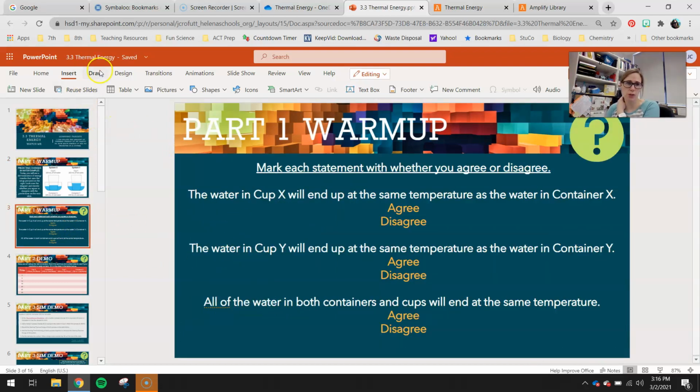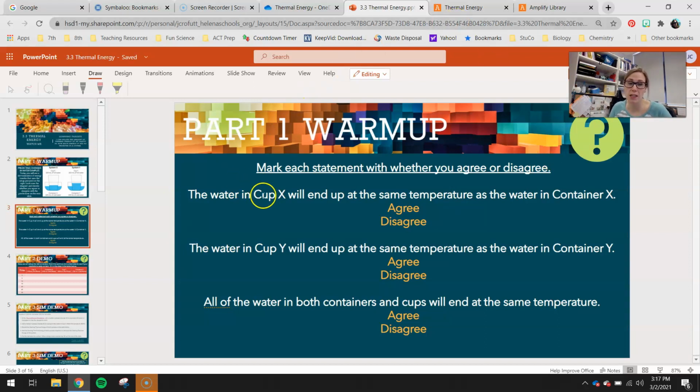Okay, so you are going to use your draw tool for this part, and you're going to mark each statement with whether you agree or disagree. Just a reminder, anytime you see a question mark somewhere on your slide, there's something you have to do, so make sure you complete everything. I've been seeing a lot of kids not completing assignments because they're missing pieces here or there, and for that they're not getting full credit.